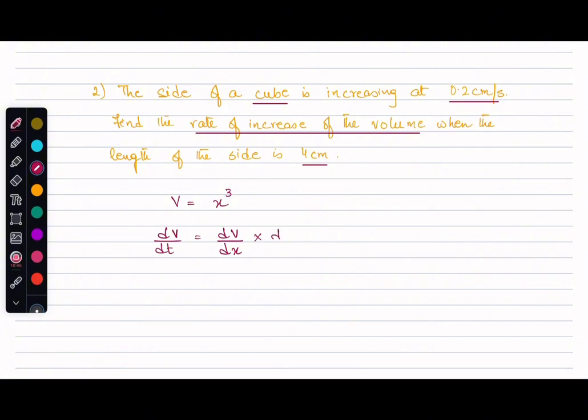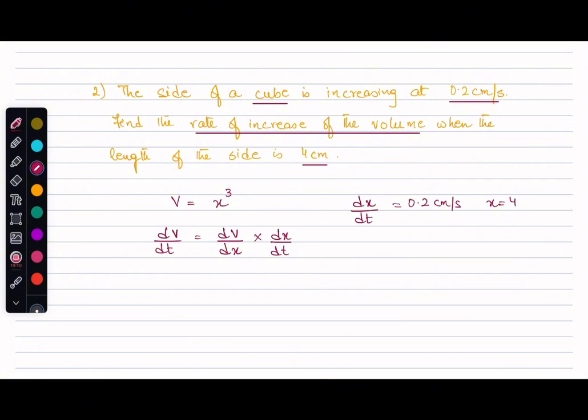And then we can say that it is the x which is changing with respect to time here. Now, the side of the cube is increasing at 0.2 meters per second. So there is one thing which is known to us, it's dx by dt, which is equal to 0.2 centimeters per second. And the length of the side is x, therefore x equals 4 centimeters here.